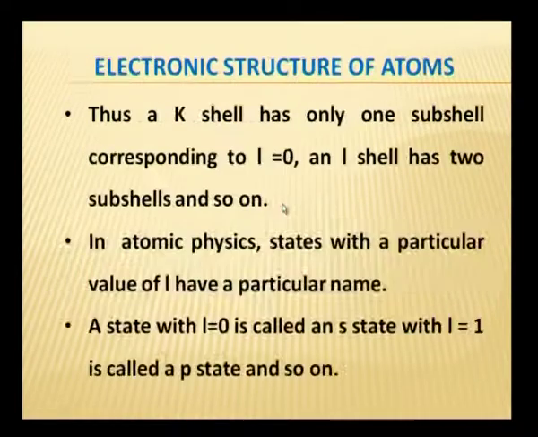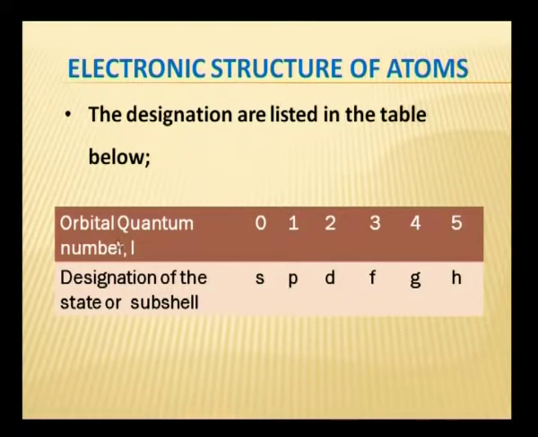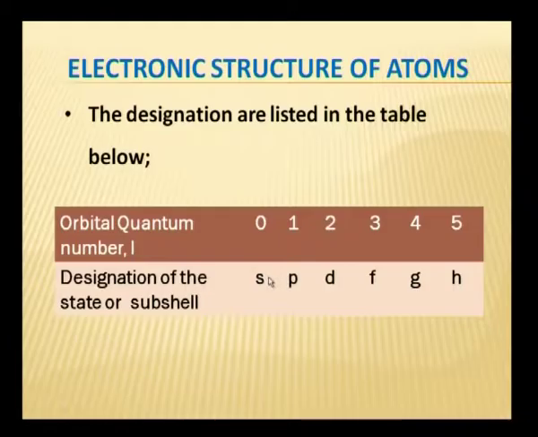Now, what about the subshell? The subshells are designated with the letter L. How do you write the electrons in the helium atom? You write 1s2. Where 1 refers to the principal quantum number n, and s refers to the subshell, the first subshell. The main shell and subshell are the same. So, you have 1s. The 1s state can have only 2 electrons.